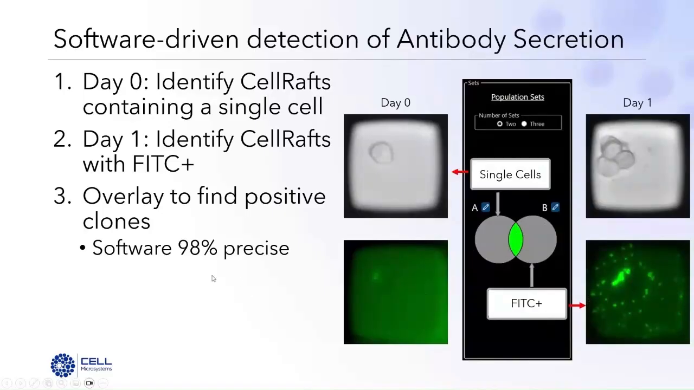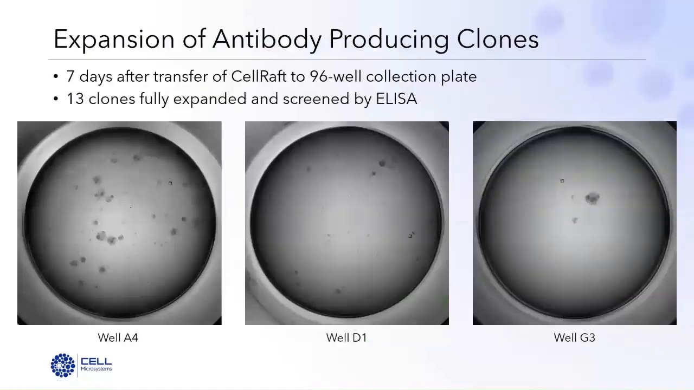Overall, the software was over 98% precise at finding those needle in a haystack rafts containing the clones of interest, and those clones could then be recovered and transferred for downstream expansion. You can see what that expansion looks like here. If you pay close attention, you can see the square in some of these. That represents the raft that the cells were attached to. And those hybridoma cells have gone right back into cell suspension after they continue to grow once they've been transferred.